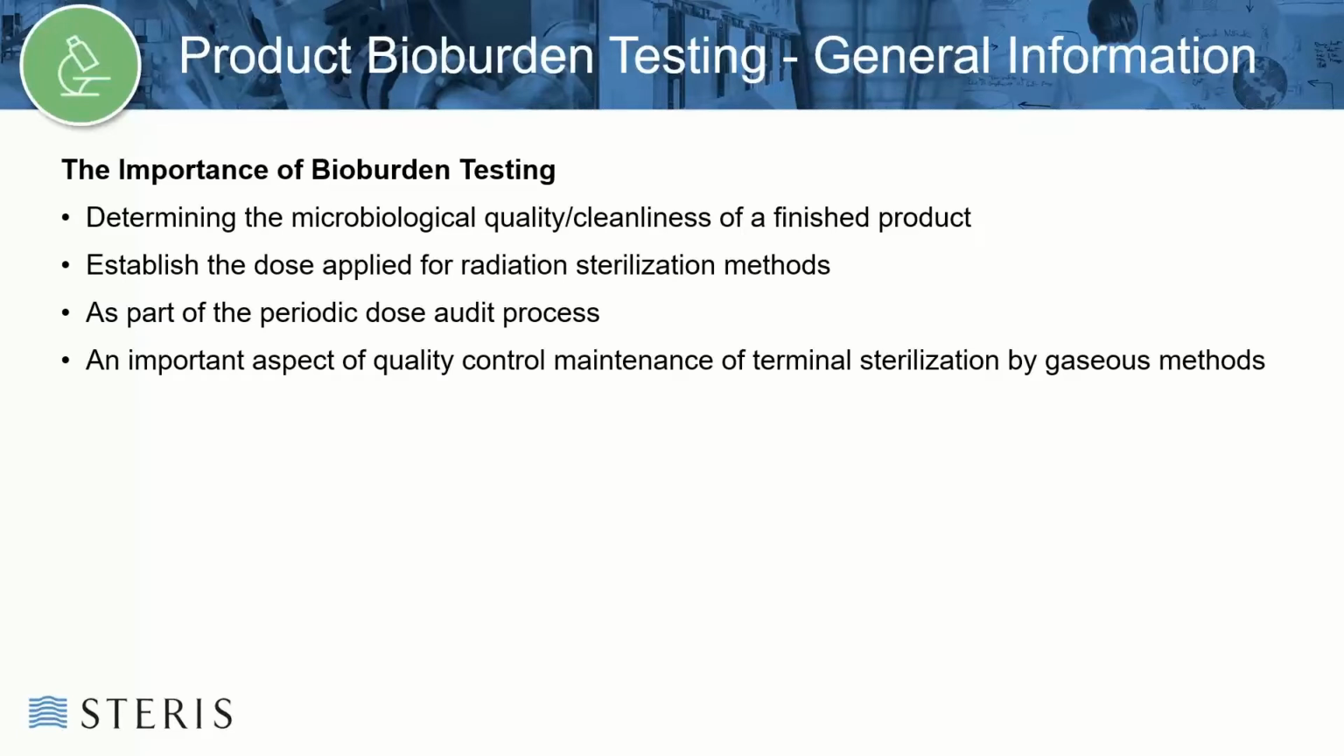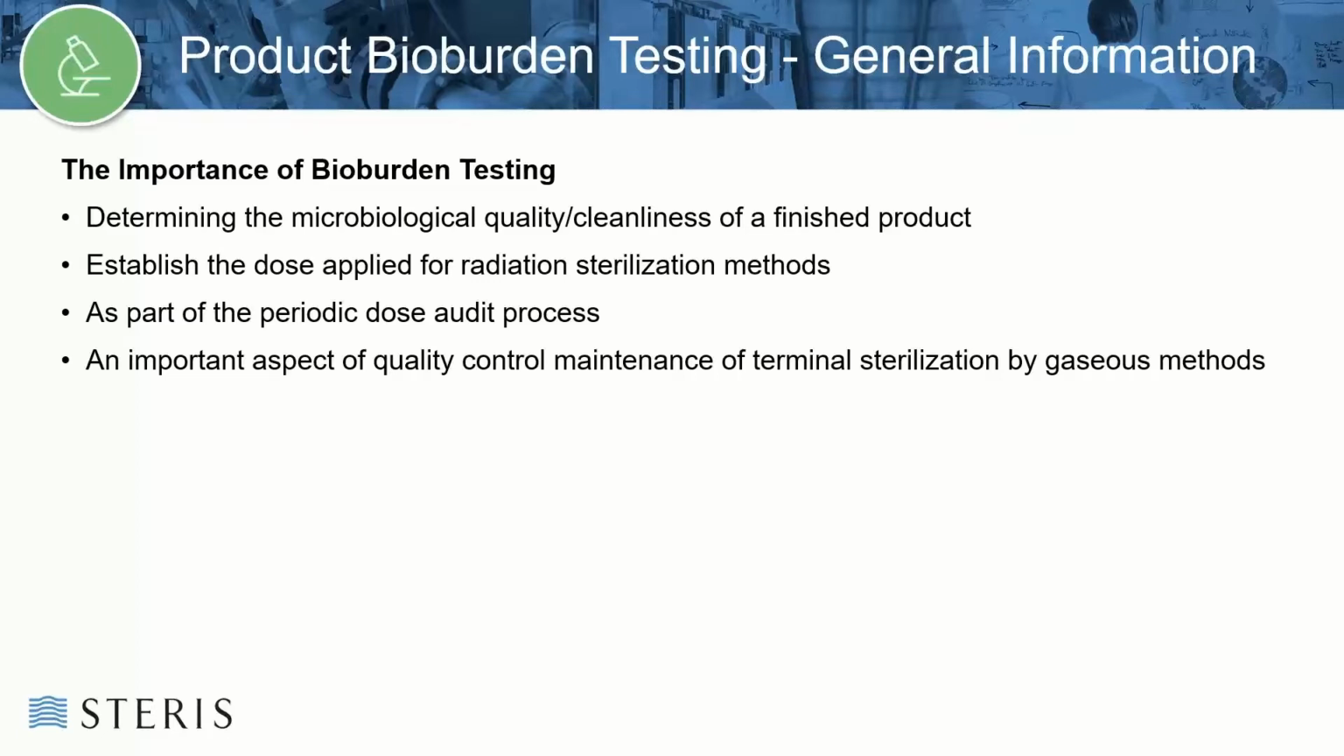Bioburden testing is important not only in determining microbiological quality and cleanliness of a finished product, it can also be used to establish the dose applied for radiation sterilization methods, such as gamma, E-beam, and X-ray. Under this process, the bioburden data is used in conjunction with the applicable table of the appropriate irradiation standard to determine a verification dose. This verification dose is then applied to the product prior to sterility testing for substantiation of a minimum routine radiation sterilization dose.